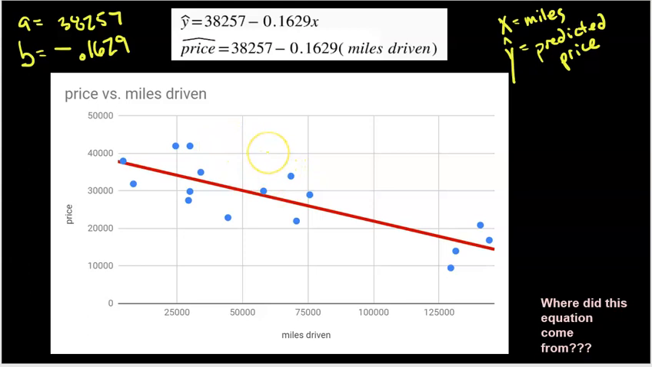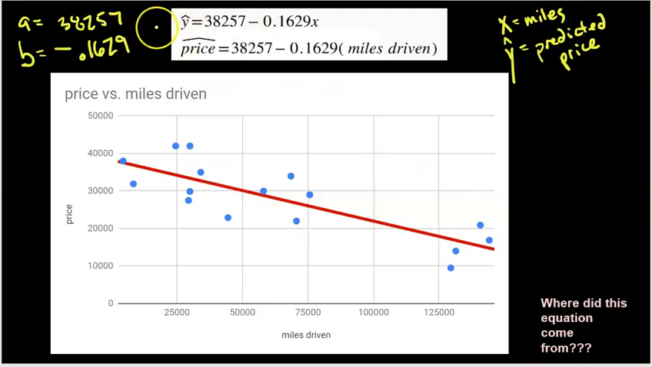So remember, slope is something that continues on. It's for every one of this, right? So as we move left to right, as we add a mile onto a truck, its price will decrease, predicted, not actual, this is just predicted, by about 16 cents. The negative is what tells me it's going down.